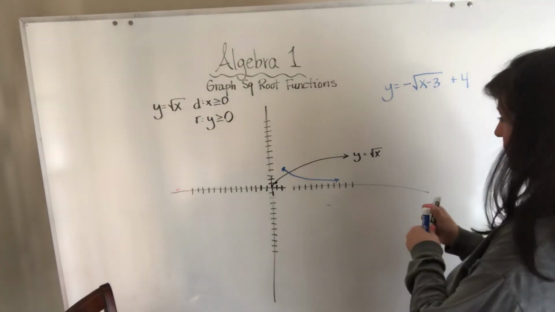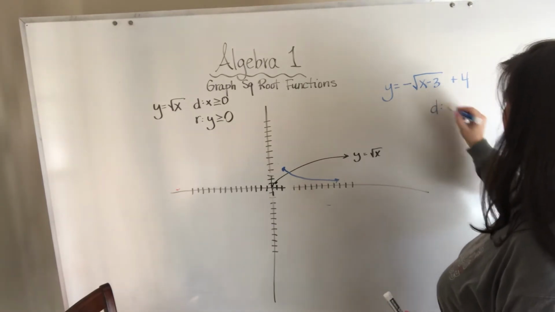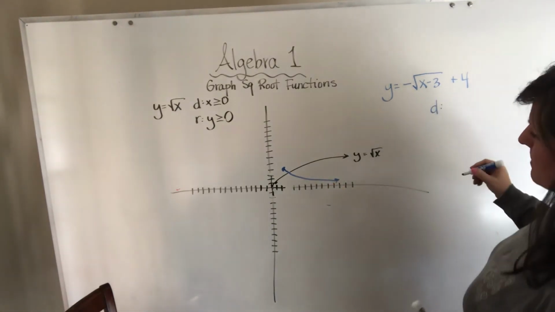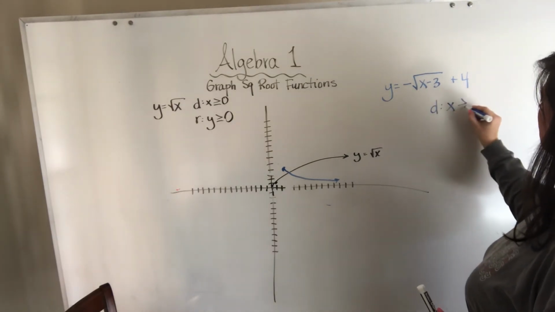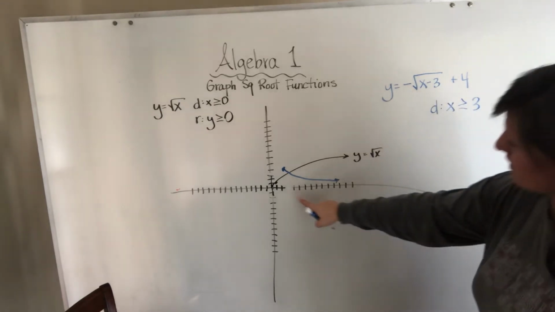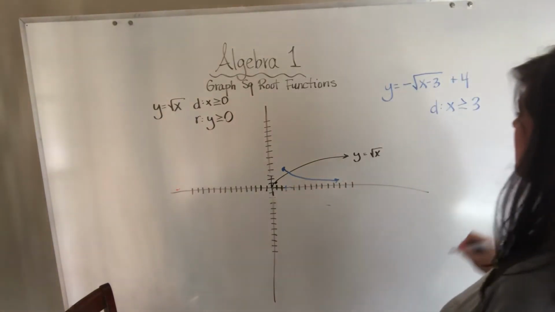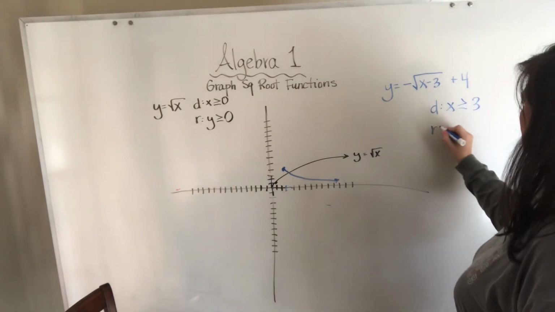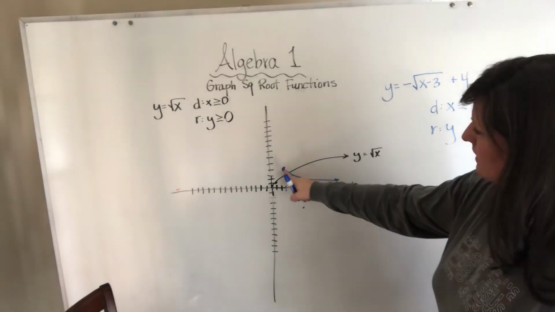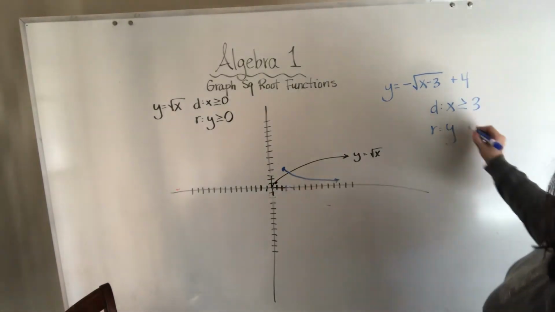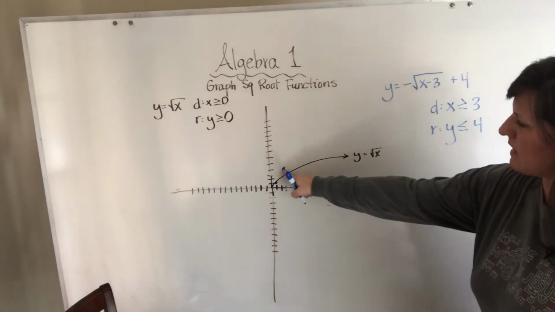Okay? So, what's my domain? What's x going to be there? It was over at 3, so x has to be greater than or equal to 3, right? Can't see it here, but there's my 3, right? And what about my range? In this case, y ends up being less than or equal to 4. Okay, it won't be up past that.